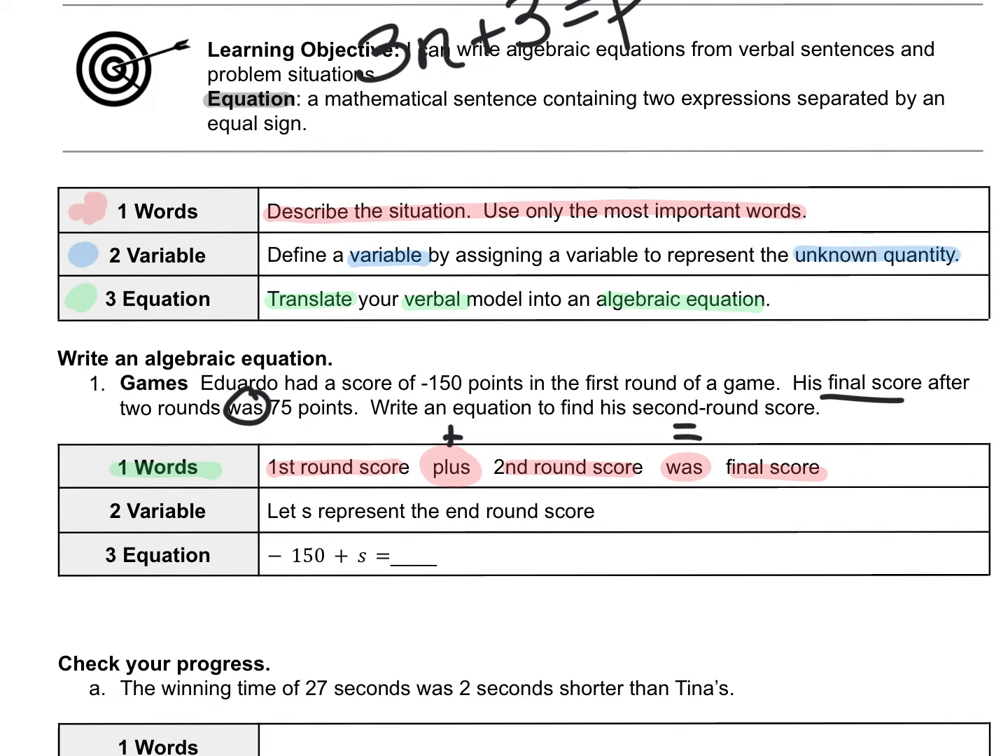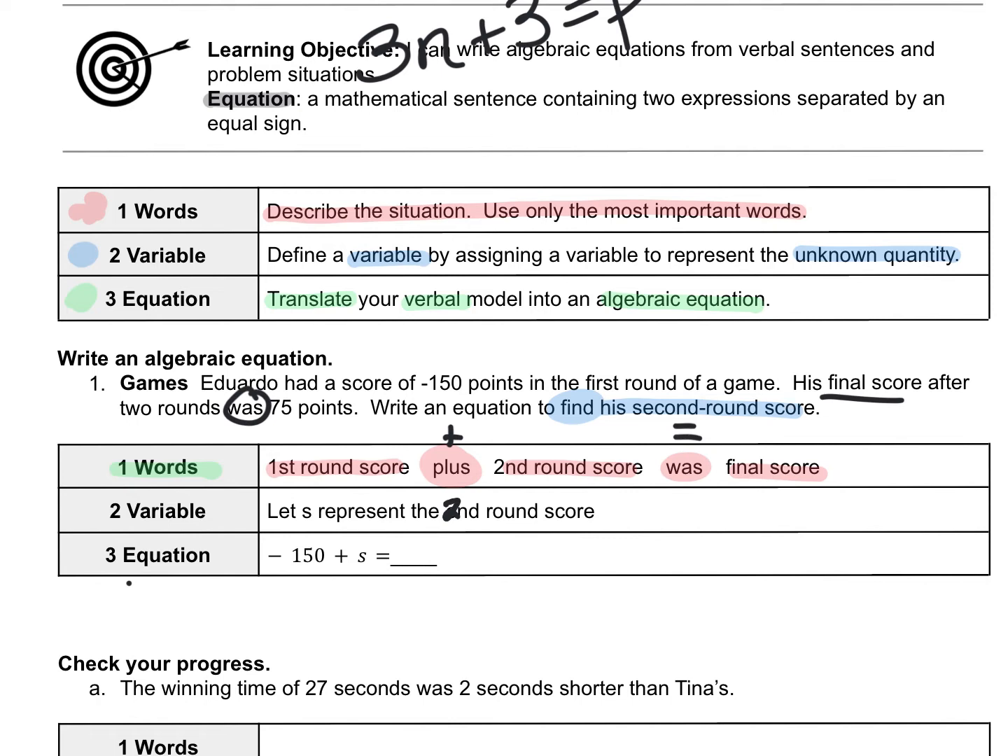Next then, a variable. What do we not know? It usually tells us in the question when asking us to find something. It's finding his second round score. I think this is a typo. This should be an end score, his second round score, because we know his end score was 75 points at the end of 2 rounds. So his second score. So our last step is the equation.